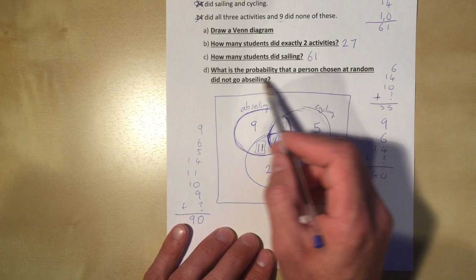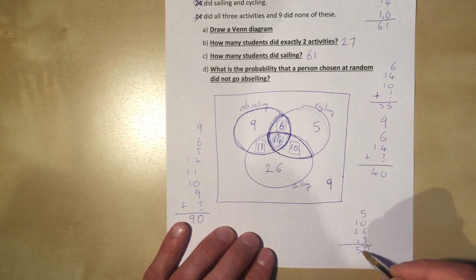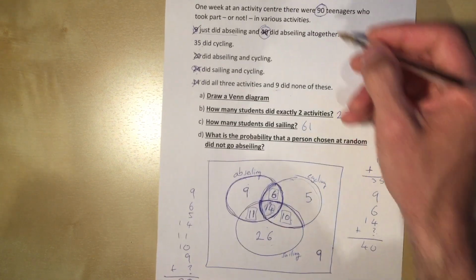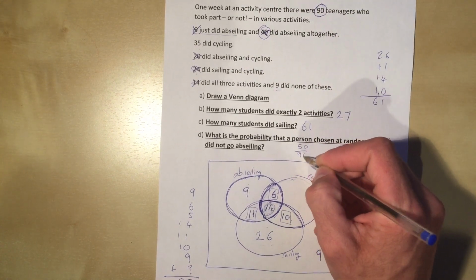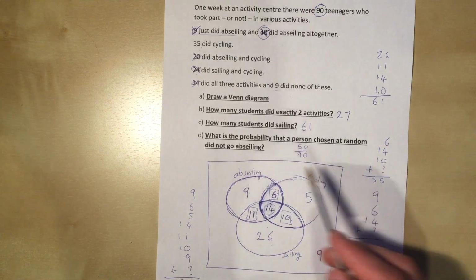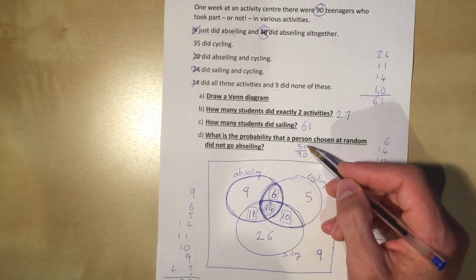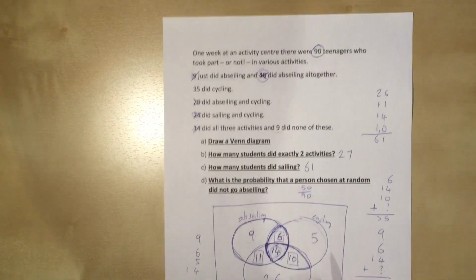So what's the probability that a person chosen at random did not go abseiling? Well, 50 students didn't go abseiling. There were 90 students altogether. So 50 students out of 90 didn't go abseiling. If you pick someone at random, the probability that they didn't go abseiling is 50 out of 90.